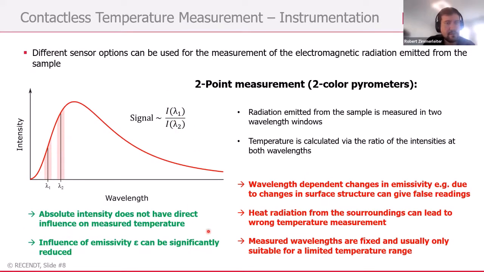Also, the influence of the emissivity epsilon can be at least significantly reduced, since if the emissivity at both wavelengths is the same and constant, which is not always the case but often, it cancels out in this calculation as well and gives you a steady and constant temperature reading, even if the emissivity slightly changes.